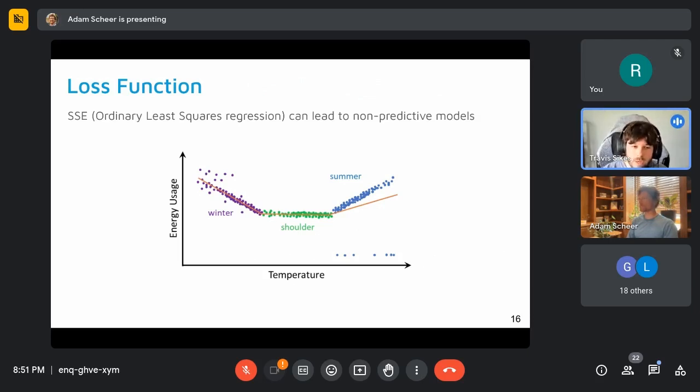So what I'm showing right here is energy usage versus temperature. On the left, there are no outliers in winter, so the bulk of the behavior is well captured. But if you look on the right side, this is showing what Adam was just talking about in that prior example, well, not even an example, but an actual meter.